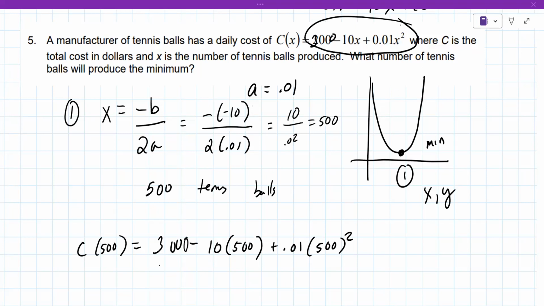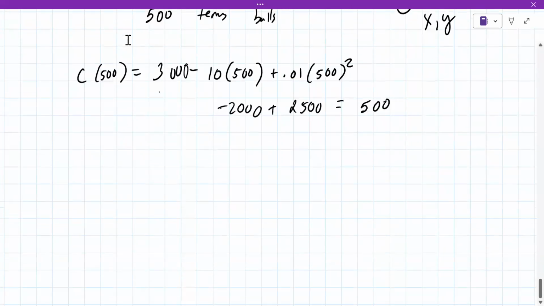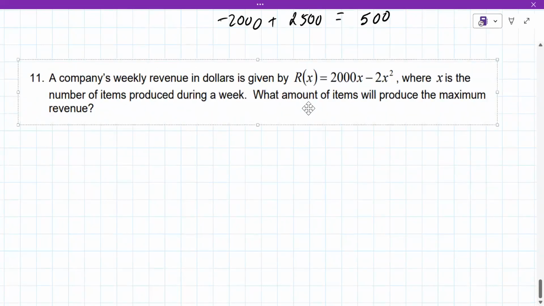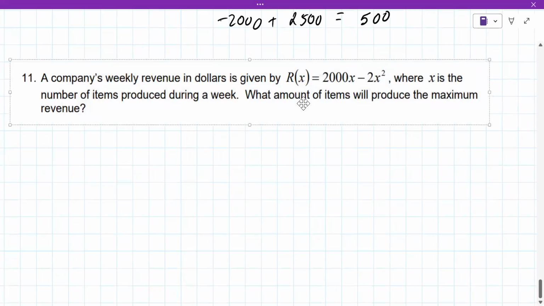Okay, so on the right side, I have negative 2,000 plus 2,500. Okay, there you go, that's correct. Add those together and you get $500. Very good. I got one more question for us to look at. You asked for lots of these application problems, so I delivered. Some are interesting, some are unreasonable, but that's all we've got to work with tonight.